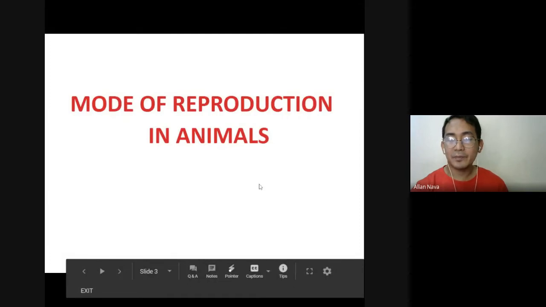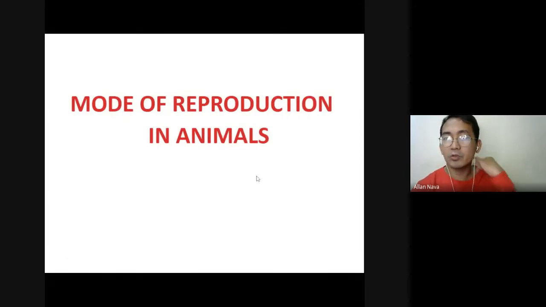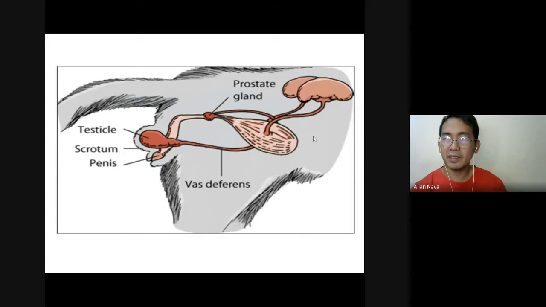In today's lesson, we're going to discuss the mode of reproduction in animals. Again, please take notes. When we say mode, it also deals with, in your book, some discussion about the parts of the male and female reproductive system of dogs, cats, and frogs. I want you to go over there and look for that. But I have an example here.